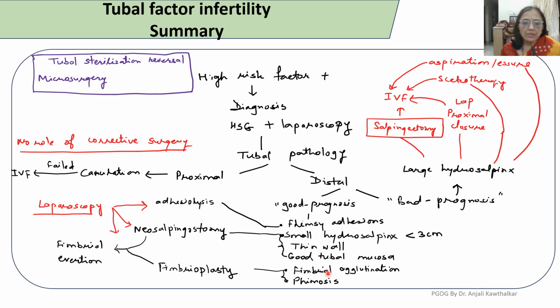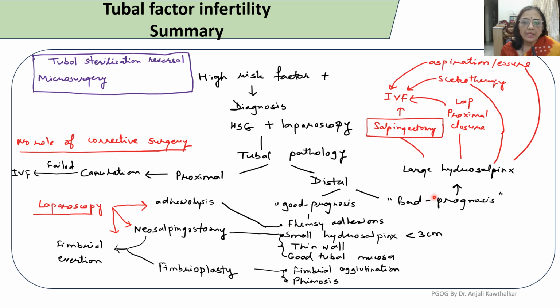Or there can be fimbrial agglutination or phimosis. All these are good prognosis cases, where for adhesions we do adhesiolysis. For small hydrosalpinx, the procedure done is called neosalpingostomy. For all these procedures, laparoscopy is preferred over laparotomy. For fimbrial agglutination or phimosis, fimbrioplasty is the procedure of choice. At the end of both these procedures, fimbrial eversion is done to prevent recurrence.